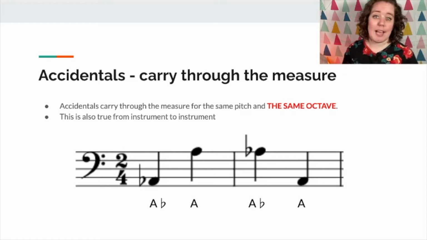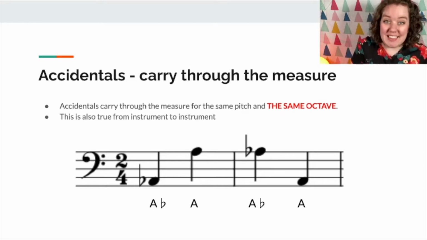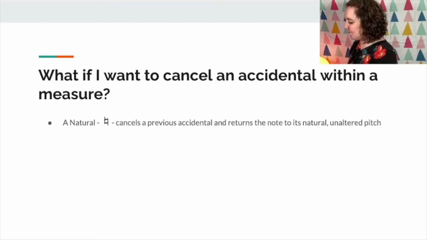And by the way, this goes for instruments too. Of course, if a flute has an A flat and a clarinet is supposed to play that same exact pitch next, that clarinet isn't going to know unless it's in their part as well. So it's very much the same philosophy there.